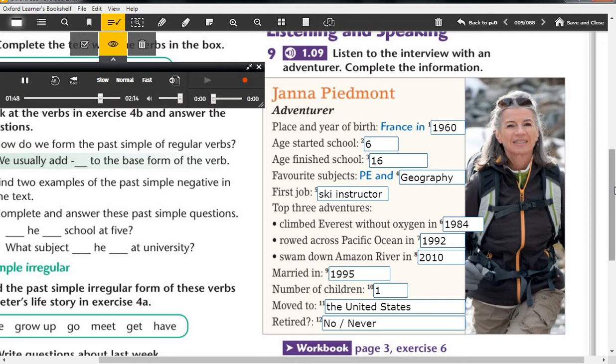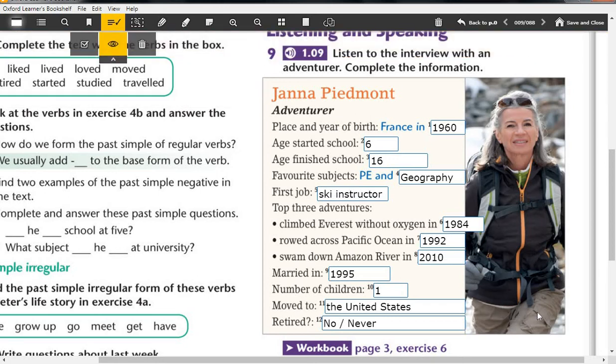Wow. And when did you move here, to the United States? We moved here in 2000, and my son started school here. And when do you plan to retire? I will never retire. Life is for living, and there is always another adventure to have. That is an inspiring thought. Thank you, Jenna.